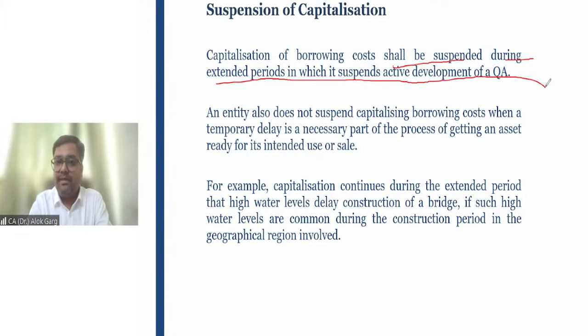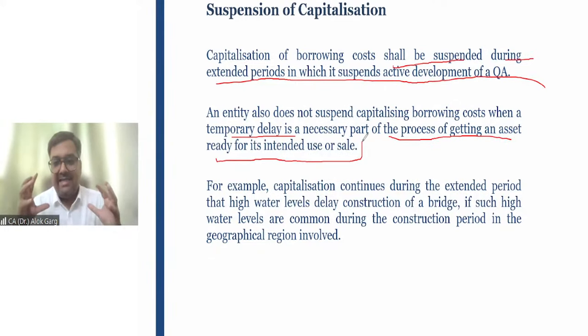Right? Clear? Okay. An entity also does not suspend borrowing cost capitalization when a temporary delay is a necessary part of the process of getting an asset ready for intended use or sale. For example, the example which I have given you was an unexpected situation, like COVID was an unexpected situation, or like the government had changed and the new government has stopped the work of the previous government. So again, it is an unexpected condition.